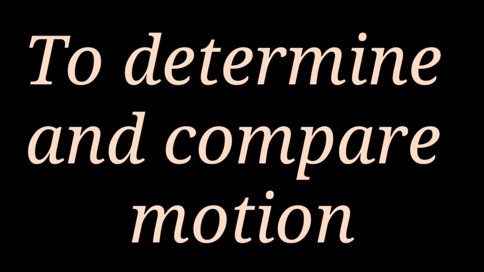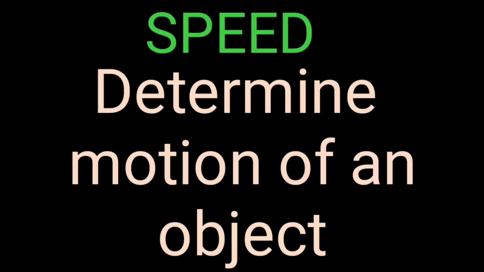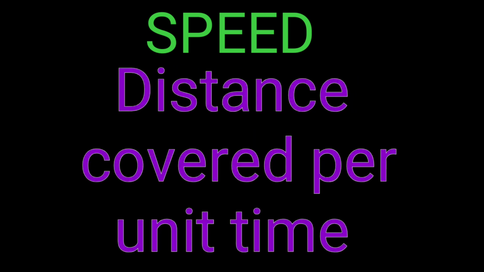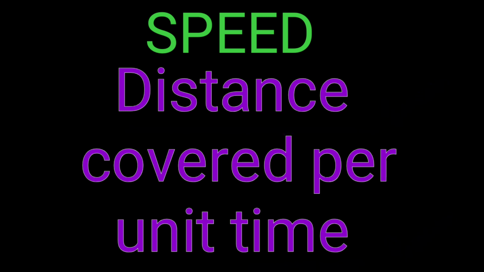To determine and compare motion of objects, we need to calculate their speed. Speed is a term which is used to determine the motion of an object. Speed is defined as the distance covered by an object per unit of time. We can calculate the speed of a body if we know how much distance he or she has covered in a given time. So, to calculate the speed, we have a formula.